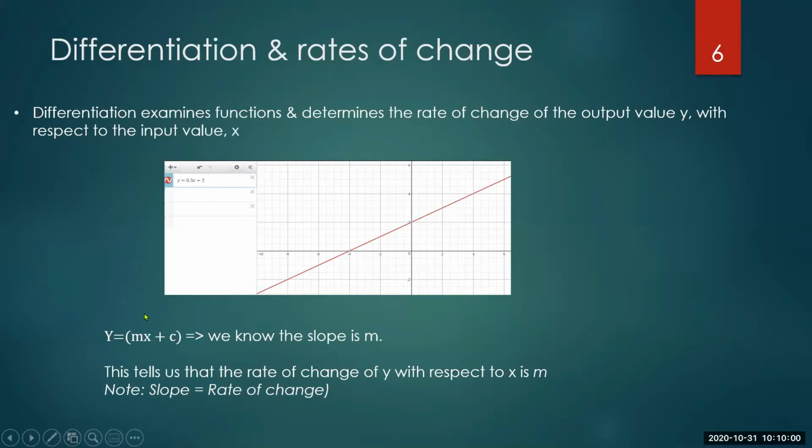And we know from the formula for the line that y is equal to mx plus c. We know that the slope is m. So this tells us that the rate of change of y with respect to x is m. So the slope in any function is equal to the rate of change, okay?